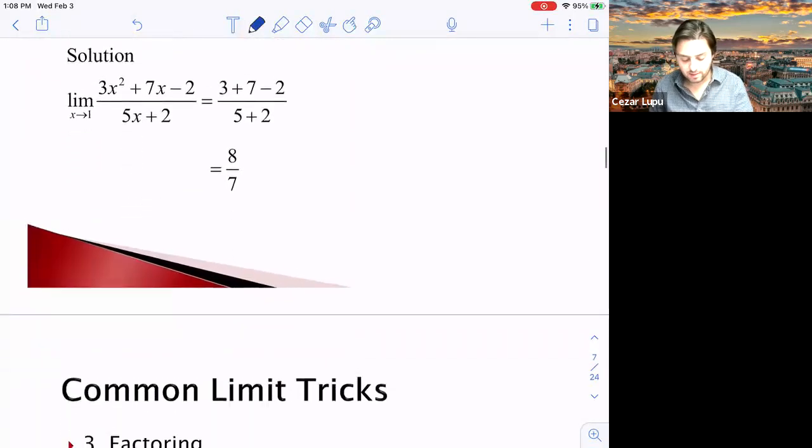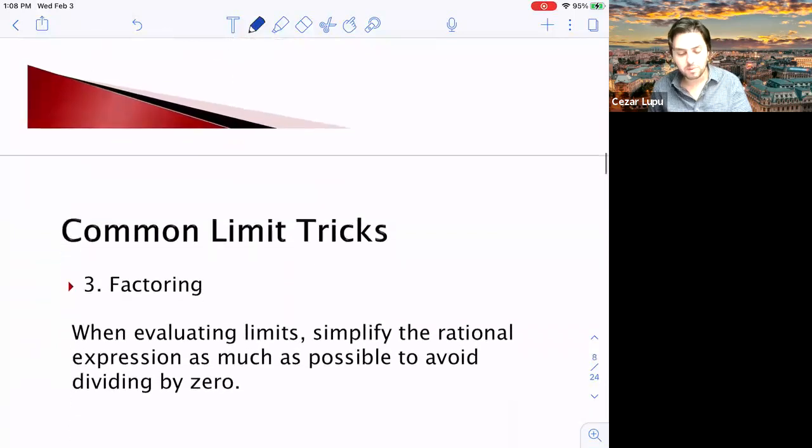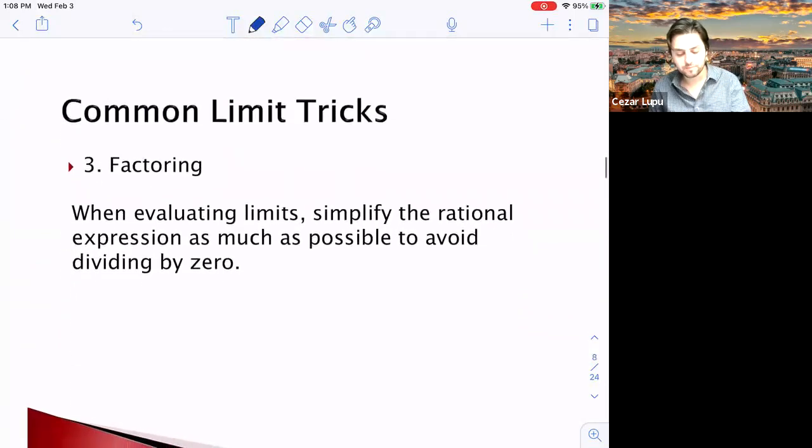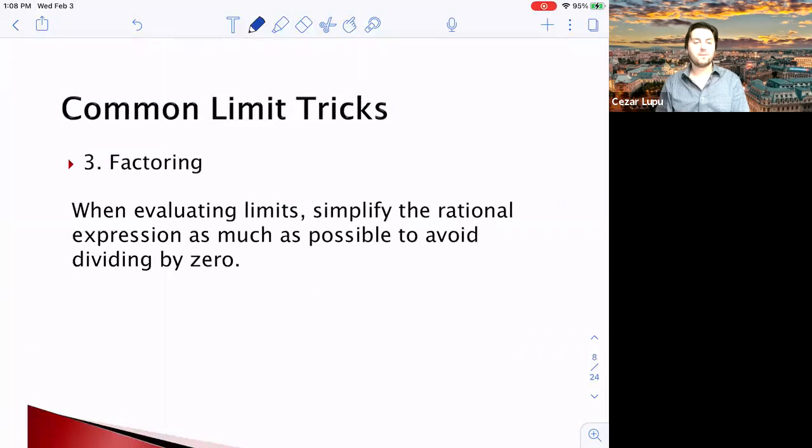But now let's see some other common tricks. Maybe we won't get that lucky. We said the second one was just to plug it in, but what if it doesn't work? As we have seen in previous lectures, I showed you the indeterminate form, which was 0 over 0. We talked about this. And another trick is to factor. So we will be talking about factoring.